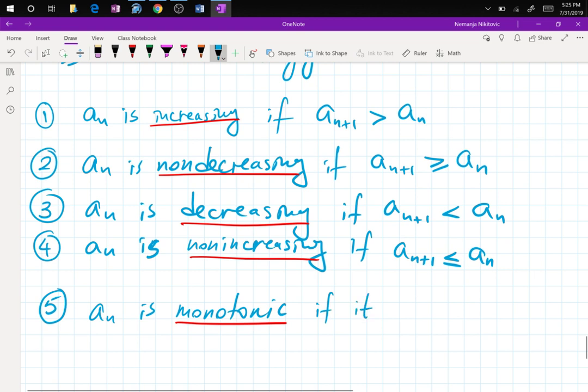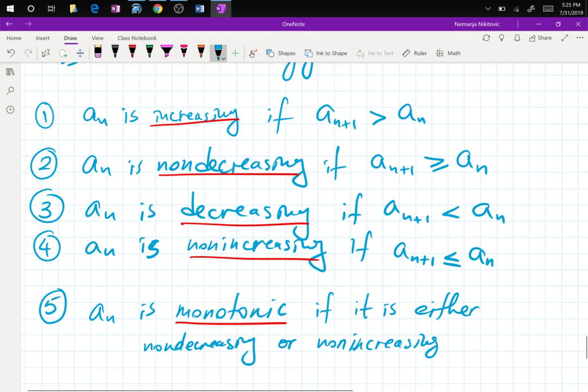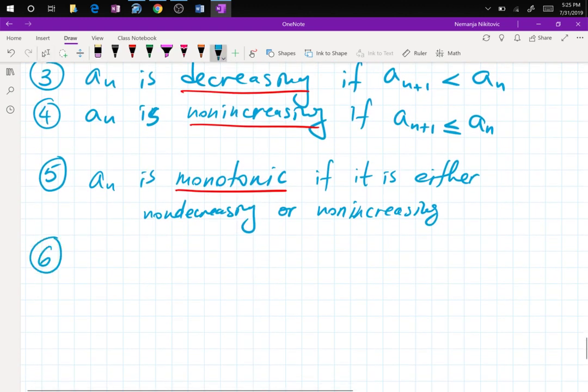If it is either non-decreasing or non-increasing. I'll let you sort that out in your head when you read it again. And bounded. AN is bounded if there is a number m.